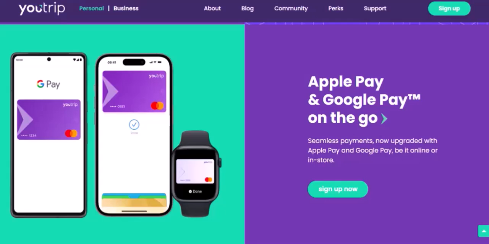Avoid ATM withdrawals. ATM withdrawals often come with hefty fees and unfavorable exchange rates. Use your YouTrip card for in-store purchases or contactless payments whenever possible. Plan your spending in advance. By budgeting and tracking your expenses, you can avoid overspending and make the most of your travel budget.